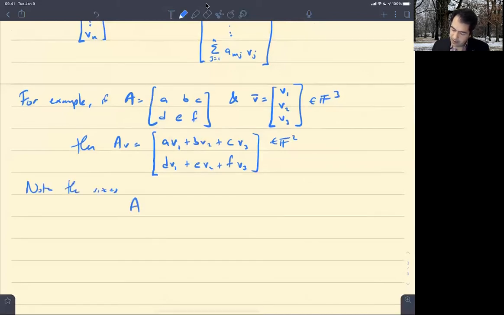Right, so we have A, V, and then A times V. A is a 2 by 3 matrix. V has 3 entries. In order for this to make sense, we need for these two to coincide. And then once they coincide, they cancel, and so you end up with something with 2 entries.